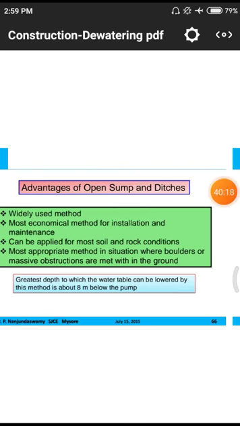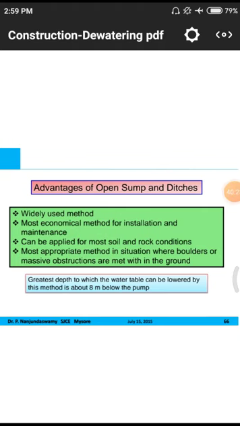What are the advantages of open sump and ditches? Widely used method, mostly economical method, and installation and maintenance can be applied for most soil and rock conditions. Most appropriate method in situations where boulders or massive obstructions are met with in the ground. Widely used method means most of the constructors are employing this for dewatering purpose. Economical, that means it is simply ఖర్చు తక్కువ మనకి, and it can be applied for most soil and rock conditions.